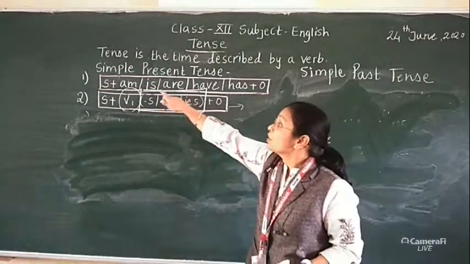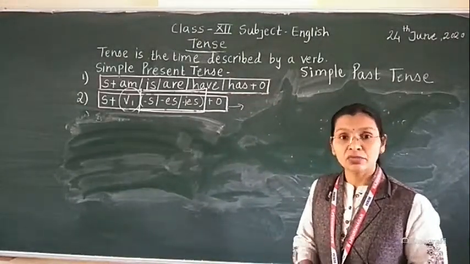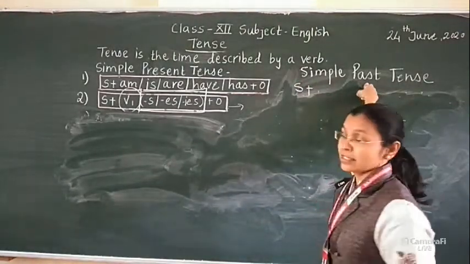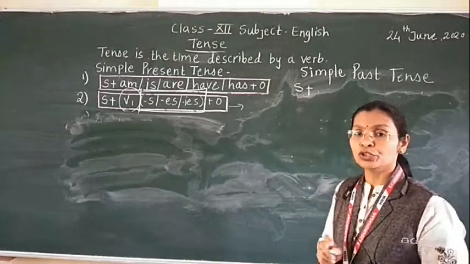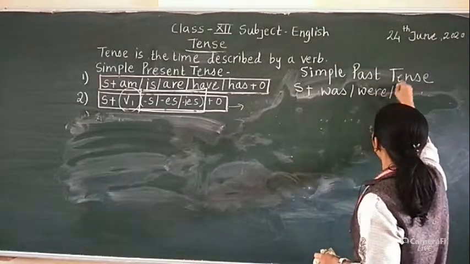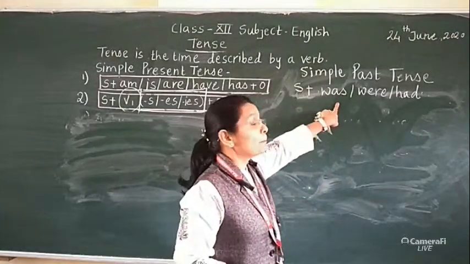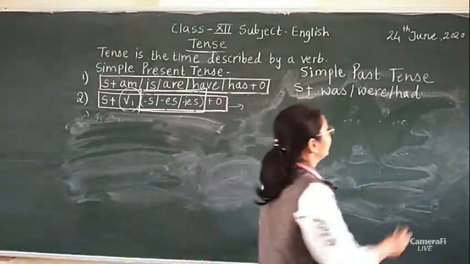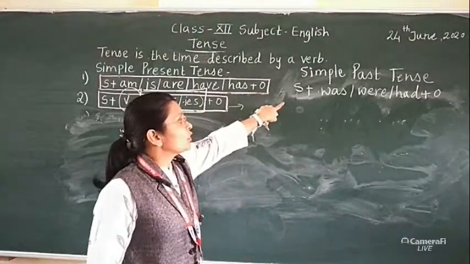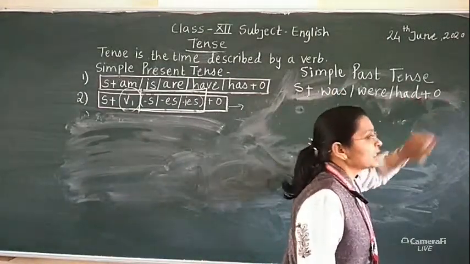So what is the formula? Subject plus am, is, are, have, has plus object. You know that the sentence begins with the subject, right? So if there is a past tense, in the last lecture I told you, was, were and had show the past tense. Remember that. And then the last one is the object. So what is your formula? Subject plus was, were, had plus object.